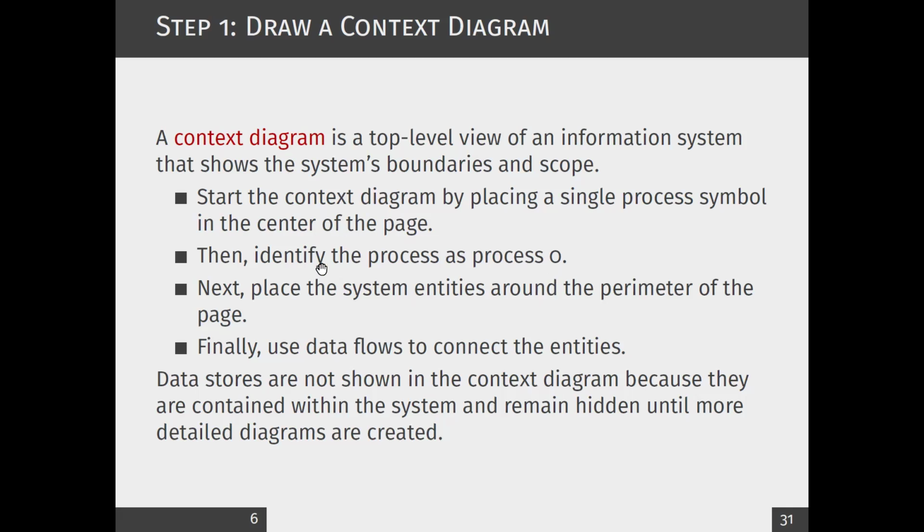Then around this process, the information system, we put the system entities, right? And then we draw the lines to indicate our data flows. Make a note that we don't have data stores at this level, right? So that will not be included. Very important thing to know.